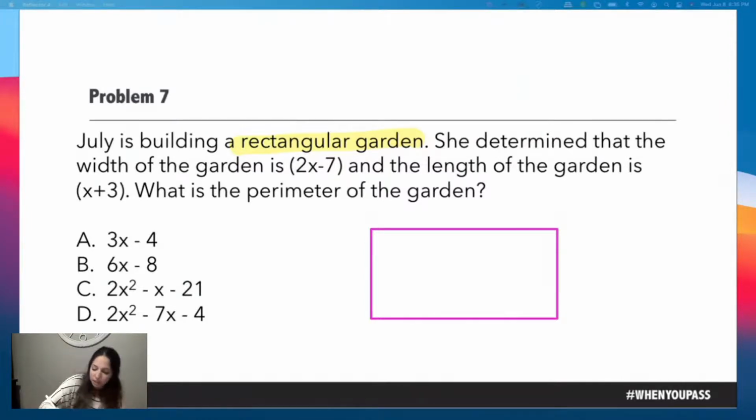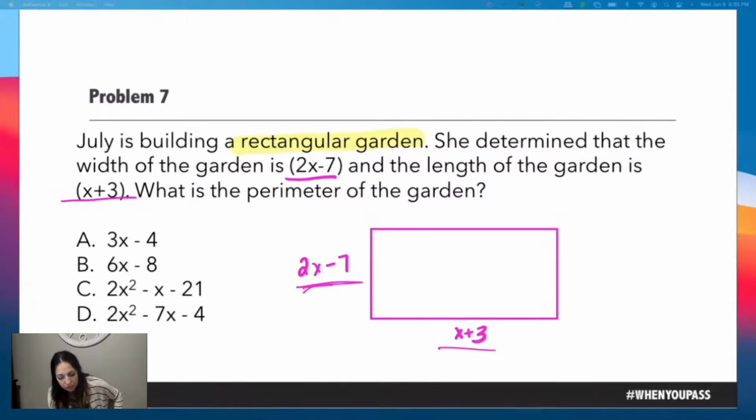So she determined that the width is 2x minus 7 and the length is x plus 3. So I'm going to label that on my rectangle. 2x minus 7, x plus 3. Now, let's be honest. Does it matter if you put 2x minus 7 here or 2x minus 7 here or x plus 3? No, it doesn't matter because length times width will happen no matter in what order, and perimeter is addition. So it doesn't matter what order you do it in, especially since rectangles can be flipped.